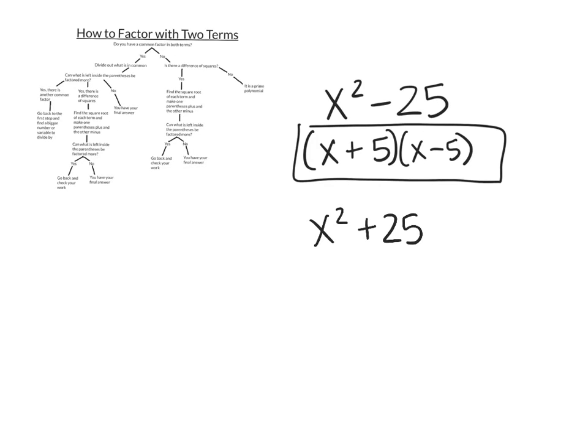So we always start off the same. Do you have a common factor in both terms? X squared and 25? No. Is there a difference of squares? So let's see. We have two square numbers, but do we have a difference? No, we do not. It's adding, not subtracting. So it is a prime polynomial. There's nothing in common. It's not a difference of squares, so it cannot be factored.